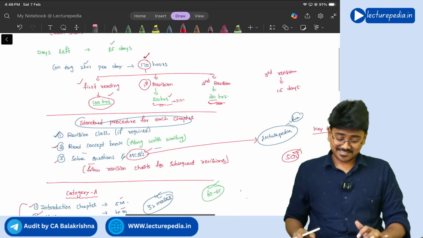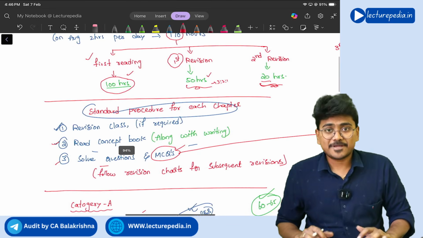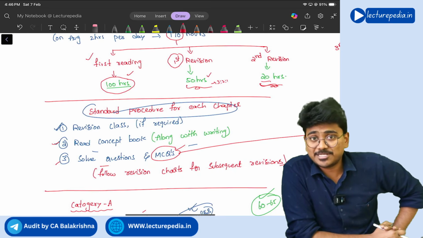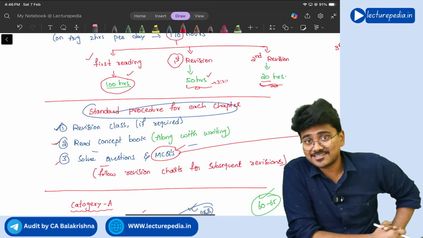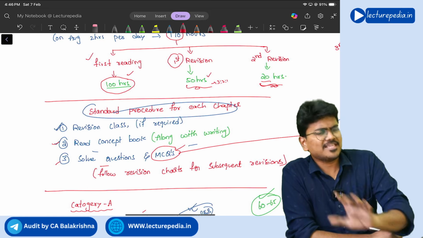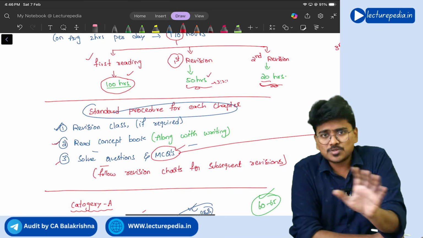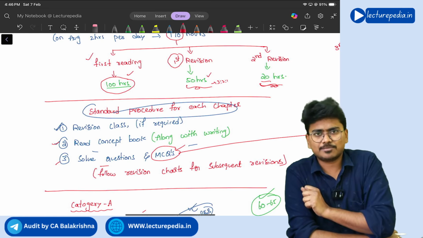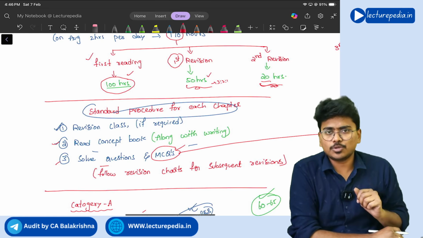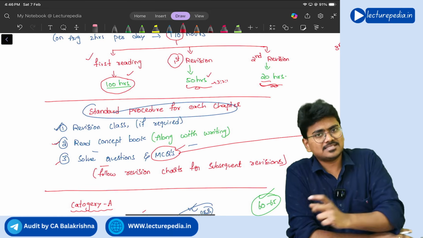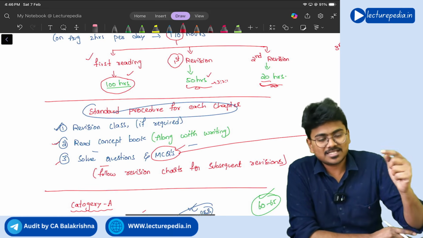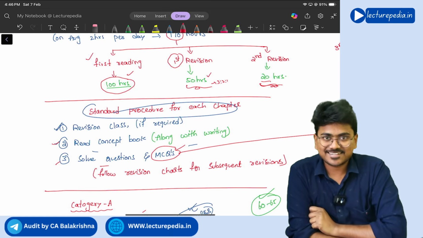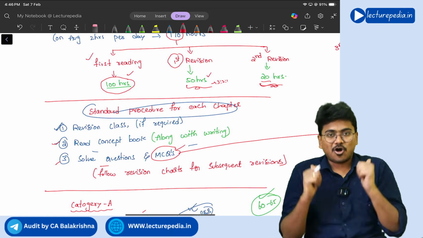So yes, this is the strategy that you have to follow for the upcoming May 26 examinations. I hope this strategy is useful to you. If you still have any doubts with respect to any chapter, like how to start the chapter, or any doubt with respect to CA Inter Audit, you can let me know in the comment section. I'll be helping out with that.